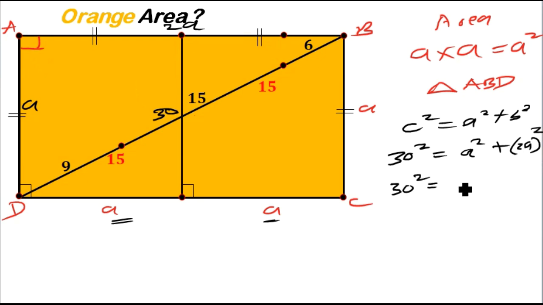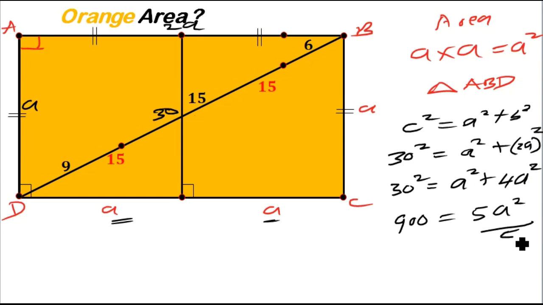We have here 30 squared is equal to A squared plus 2 squared is 4A squared. So we have 30 squared is 900 is equal to A squared plus 4A squared is 5A squared. So if you divide both sides by 5, you get A squared to be 180 units square.